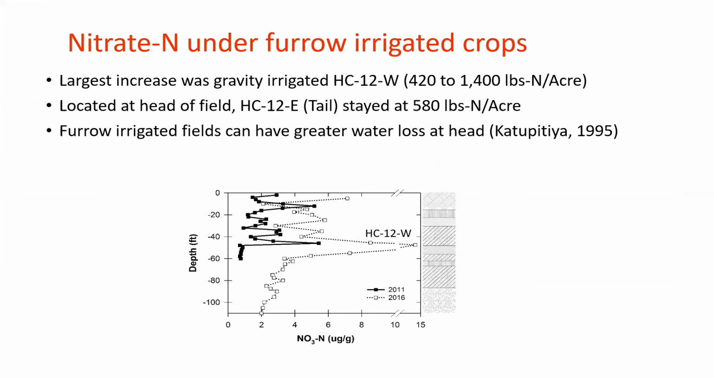We had a couple of locations where they had converted from furrow irrigated to pivot irrigated. This is one of the sites where it was still furrow irrigated, and we saw the largest increase in the amount of nitrate-nitrogen stored, increased from about 400 to 1,400 pounds N per acre. This is at the head of a field where we would expect to see the greatest water use and likely find the greatest nitrate leaching rates.